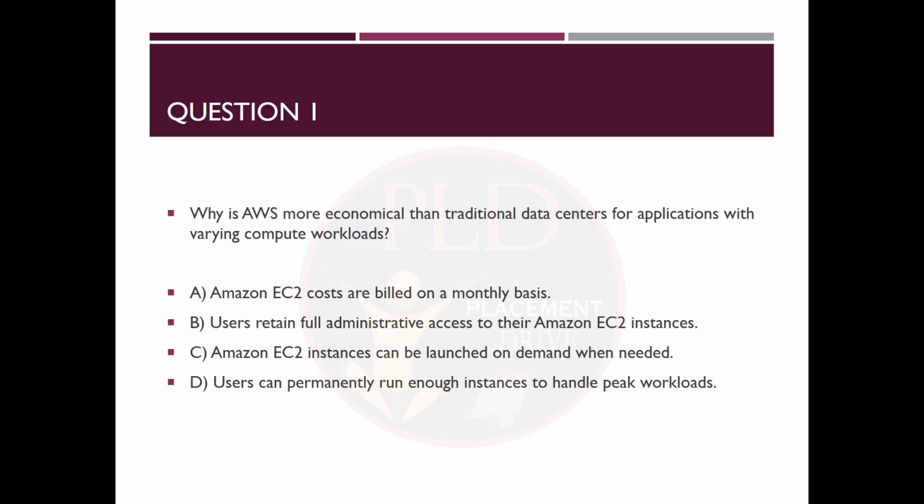Option A is Amazon EC2 costs are billed on a monthly basis. Option B is users retain full administrative access to their Amazon EC2 instances. Option C is Amazon EC2 instances can be launched on demand whenever needed. And option D is users can permanently run enough instances to handle peak workloads. If you know the answer, please comment it down. We will see the answer in 5 seconds.